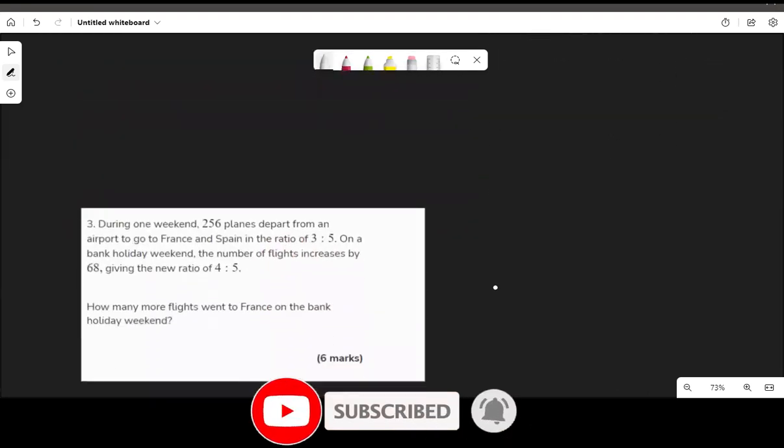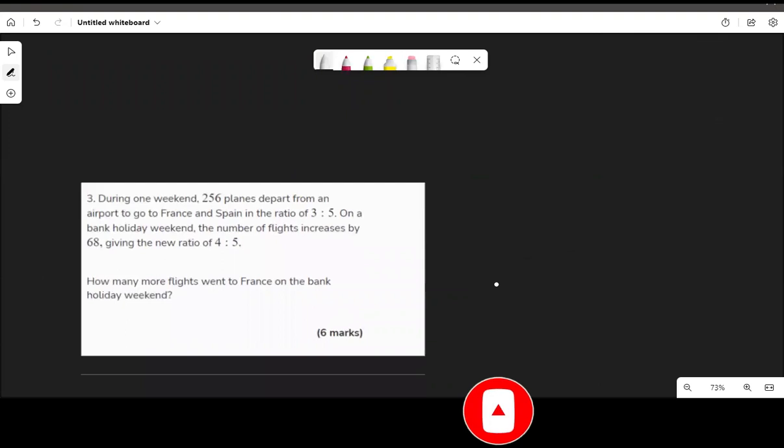Which says, during 1 week, 256 planes depart from an airport to go to France and Spain in the ratio of 3 to 5. On a bank holiday weekend, the number of flights increases by 68, giving the new ratio of 4 to 5. How many more flights went to France on the bank holiday weekend?